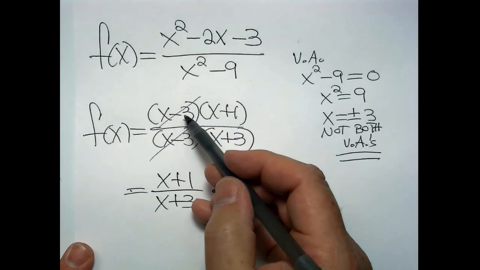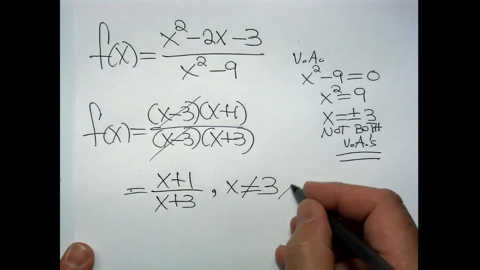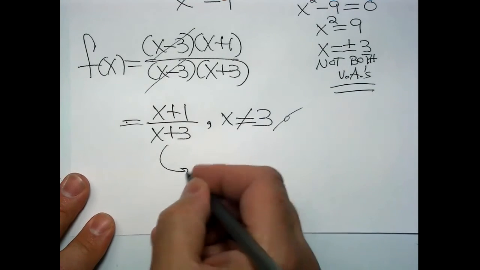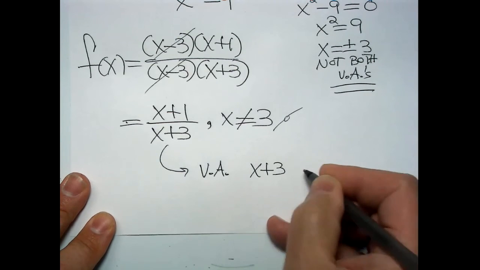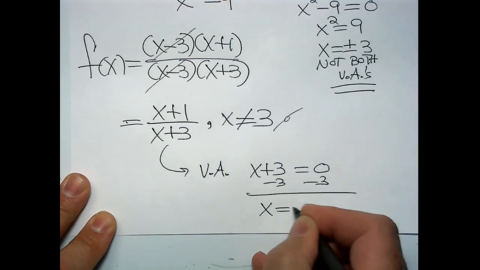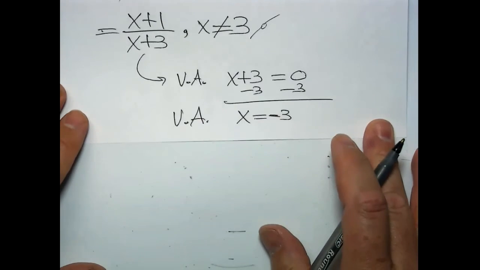And what is that problem? 0 over 0 is a tiny undefined spot. That's what we should see at x equals 3. So what is the only vertical asymptote? Well, now you may set the denominator equal to 0 to discover it, and that's the site of a vertical asymptote.